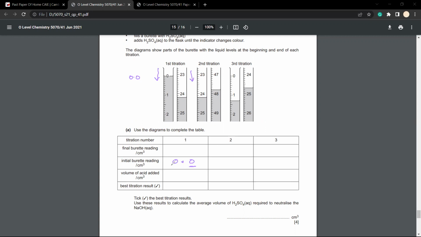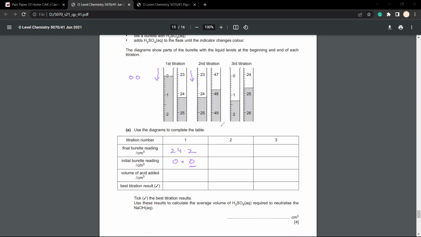So if you will not write down 0 along with the dp, 1 decimal place at 0.0, you will not get the mark for the first column, right? So unnecessarily, which is easy to gain, why lose your marks by making simple small blunders? All right, so this 0.0 is initial, and the final, when you read it, is 24.2. So I'll write down 24.2.